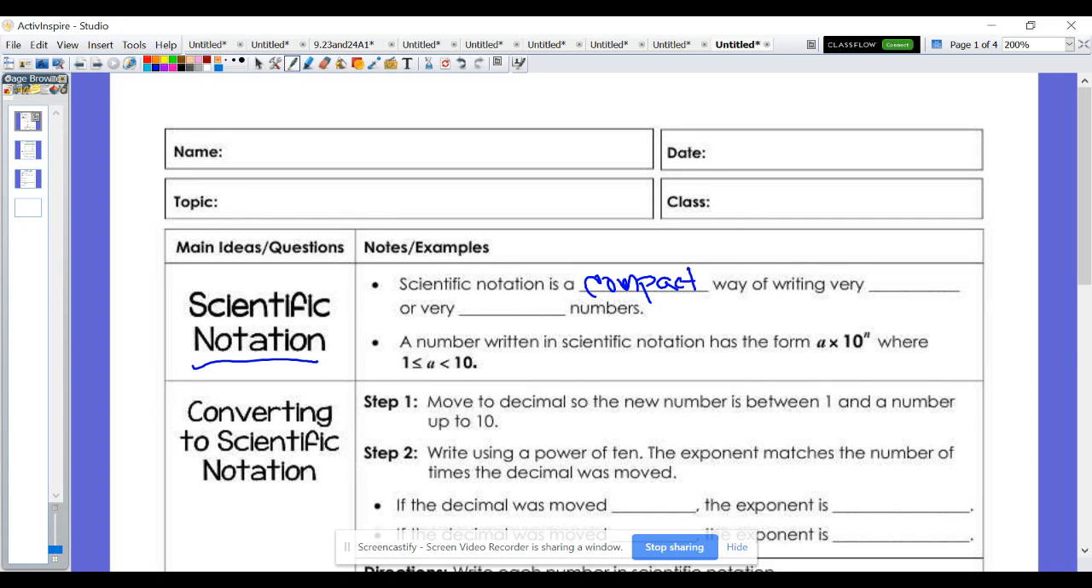which compact means like very small, way of writing very large or very small numbers. And you'll see what that means as we move on.